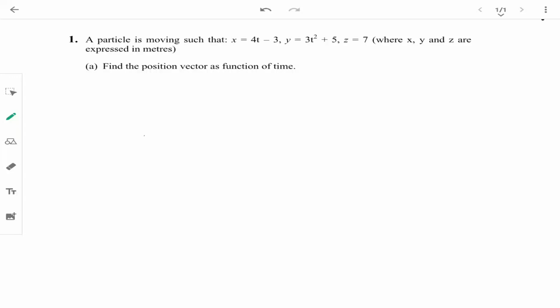And today we're going to be revising for the physics periodic. Let's read the first question. A particle is moving such that x equals 4t minus 3, y equals 3t squared plus 5, and z equals 7, where x, y, and z are all expressed in meters. Part A. Find the position vector as a function of time.